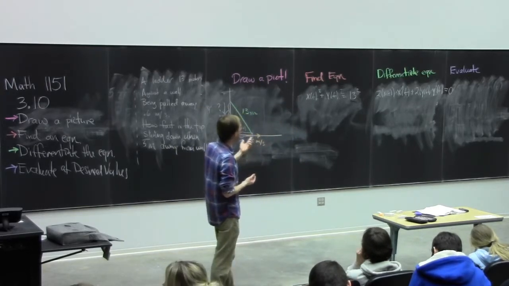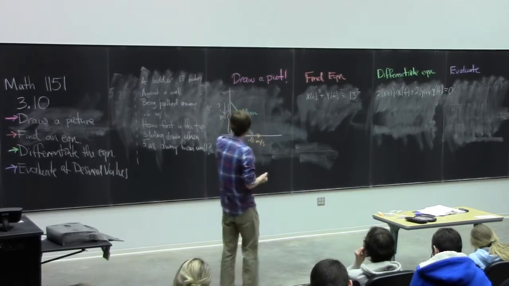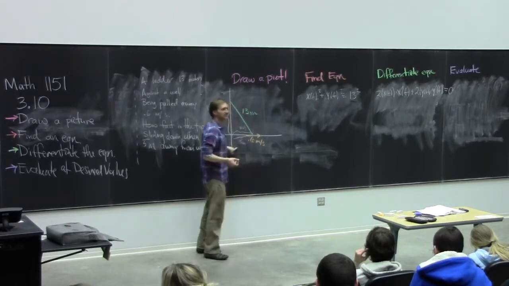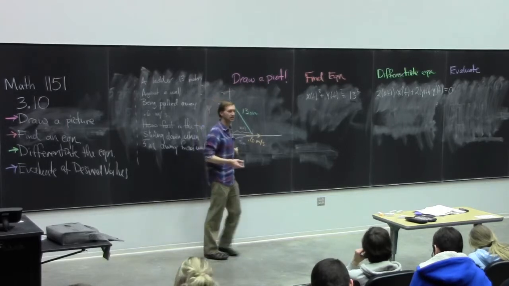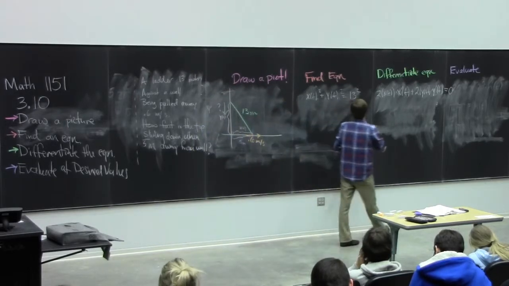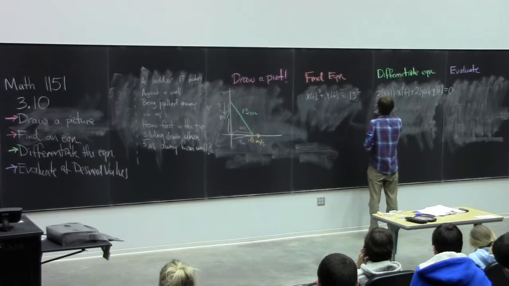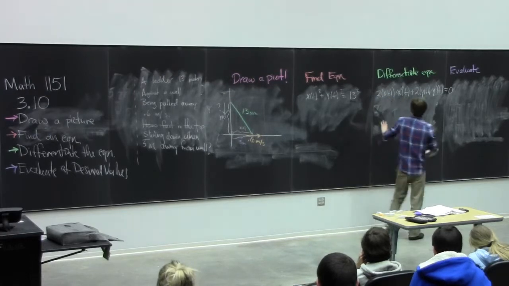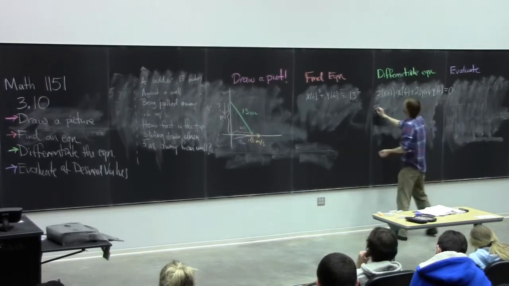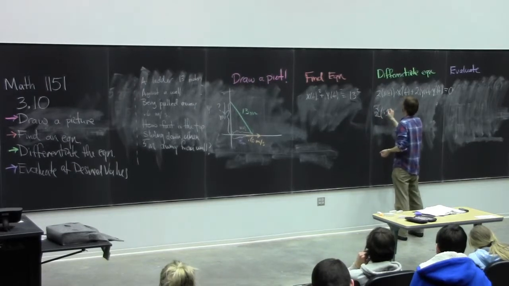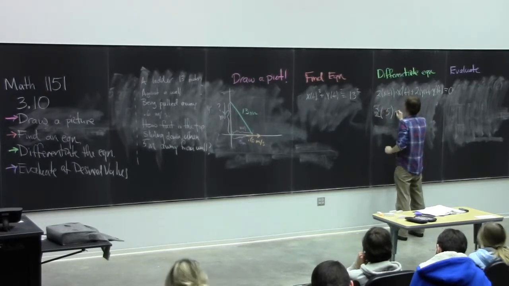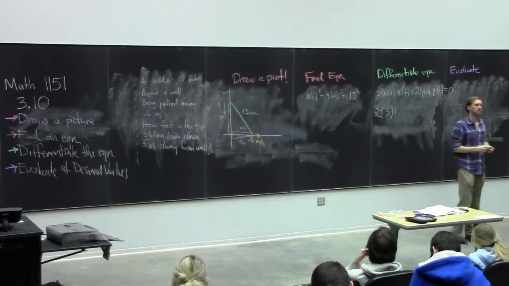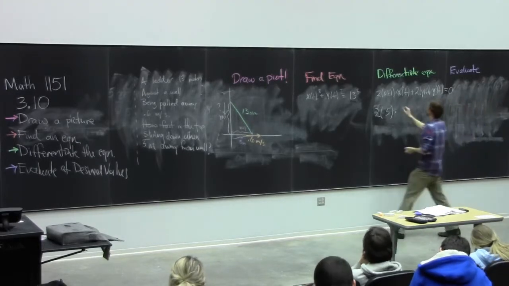So now we need to know x of t and y of t. Now look, I know x of t. It's just 5. There's my equation, so now I'm just going to start evaluating it. It's 2 times 5, times x prime of t, which is 0.6.